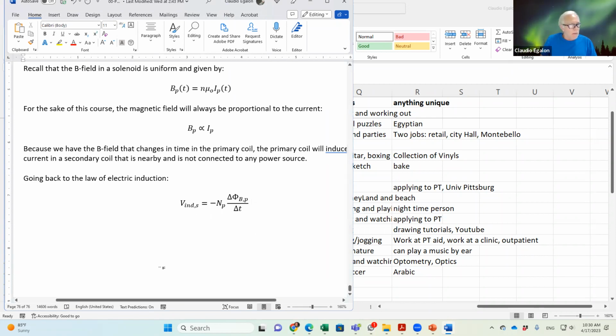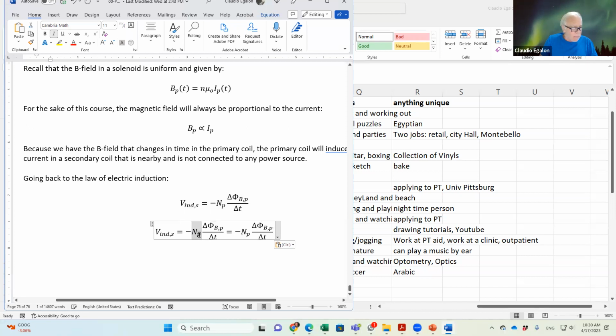Okay, so here you go. But we also have the following. We also have that this other side of my equation can be rewritten as the number of turns of the secondary coil times the change of magnetic flux in time, which is also going to be equal to the induced voltage in the secondary coil. You see the equality here that we have, right? That's also going to be the same.